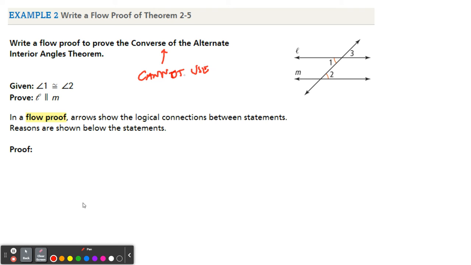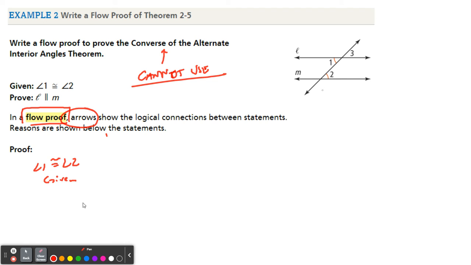So we cannot use the fact that angle 1 and angle 2 are alternate interior angles. We have to go a roundabout way to proving that these two lines would be parallel. So maybe we'll use 1 and 3 or 2 and 3. Who knows? Okay, so again, in a flow proof, we're going to use arrows to show logical connections. So first, we're going to write down the given. So angle 1 is congruent to angle 2. And we're going to put the word given right underneath it, just kind of out in space.